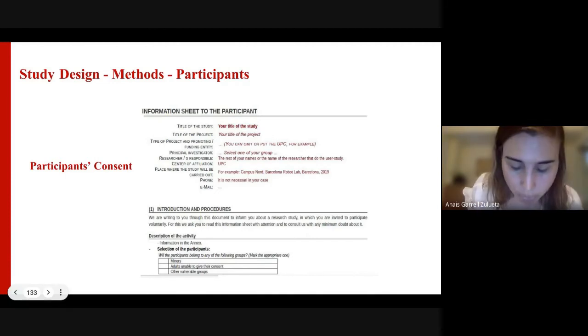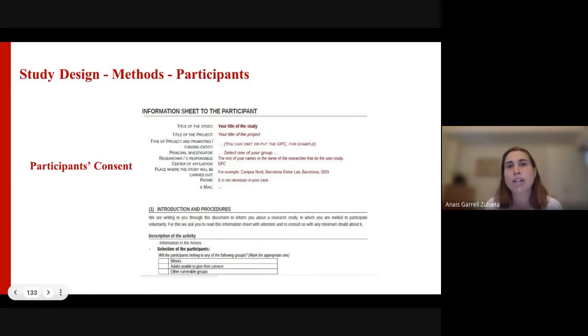So most institutions have what is called an ethics committee. It means that every time we want to start a new research, we have to ask permission from that ethics committee. For instance, in UPC, we have one ethics committee. When we have the validation of that committee, then we can start the experimentation.